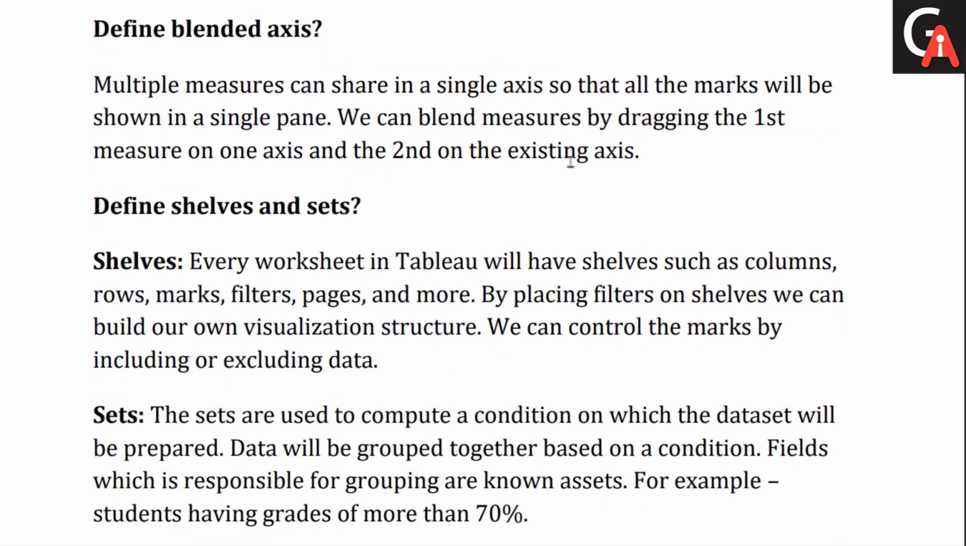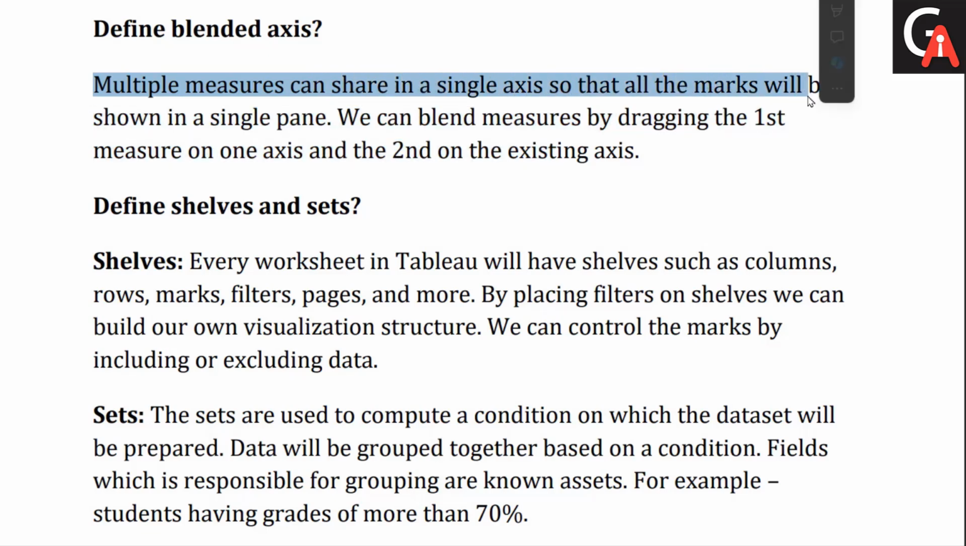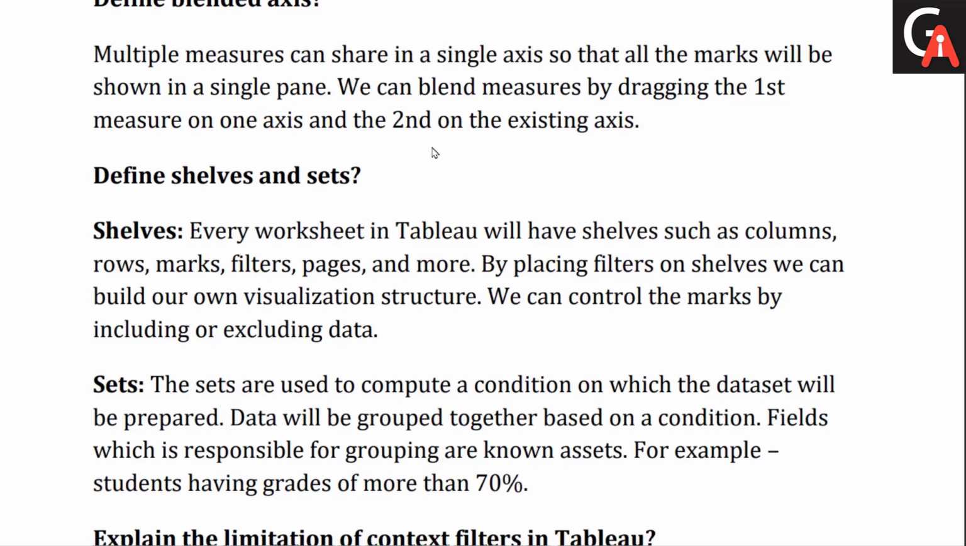Then define blended axis. Multiple measures can be shared in a single axis so that all the marks will be shown in a single pane. We can blend measures by dragging the first measure on the axis and the second on the existing axis. This is called blending of axis. So basically it will put one axis on top of the other, so it's like a blending of axis.